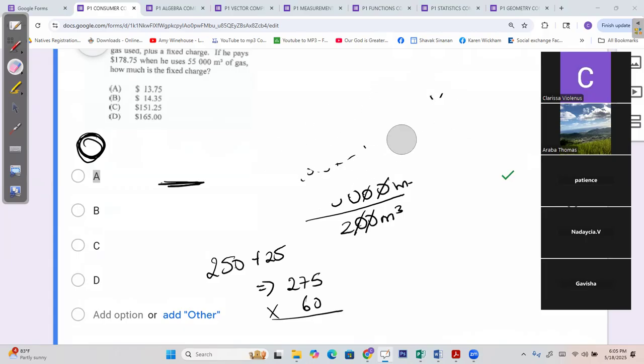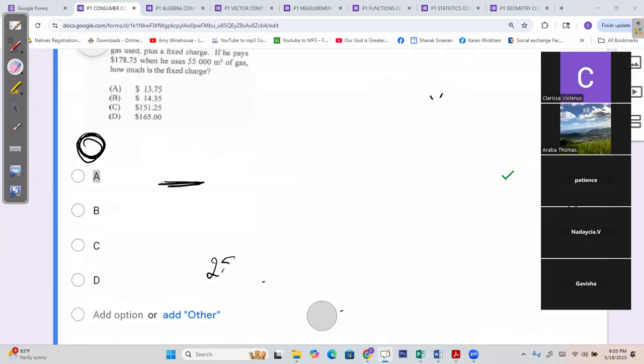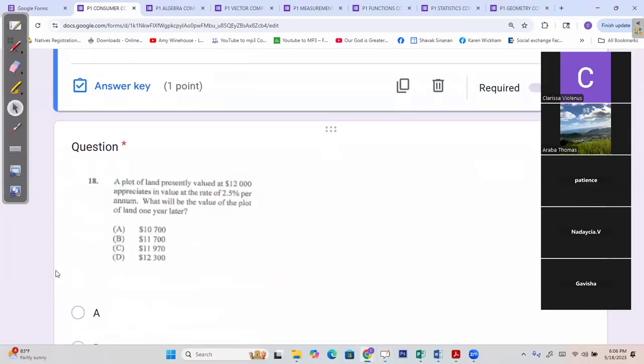Okay. All right, good job. Good job, Gab, for finding the error. Thank you very much. I appreciate it highly. Okay. All right, let's keep it moving.